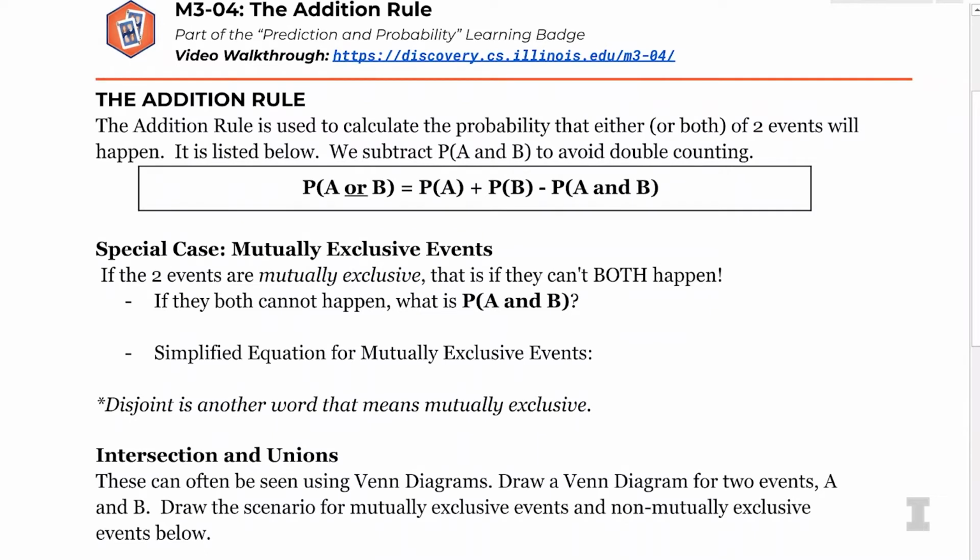We have the probability of A or B is equal to the probability of A plus the probability of B, and then minus the probability of both. And it says we can actually subtract this probability of both to avoid double counting. So we're going to see how that plays out in our examples.